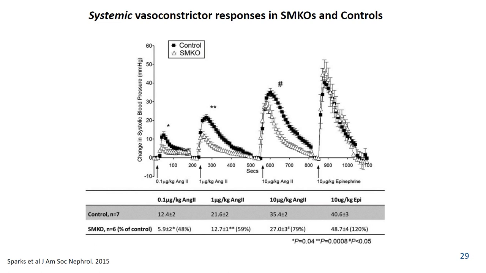The control mice are in black here. You see a large increase in blood pressure as you get increasing doses of angiotensin II. However, in the smooth muscle knockout mouse, you do have a fairly blunted response, and there's really no difference in epinephrine. What struck us about this, though, is that the response, although blunted, was not absent.